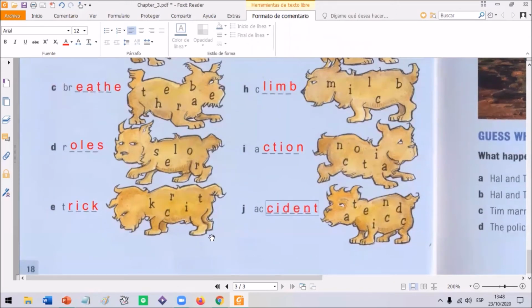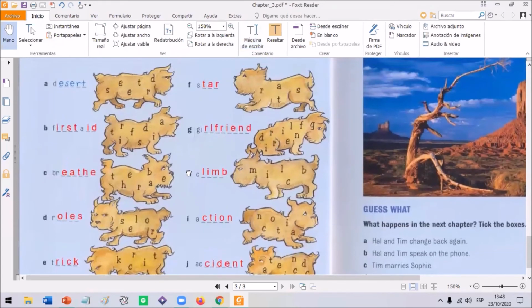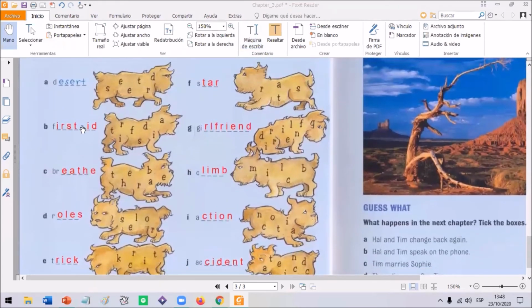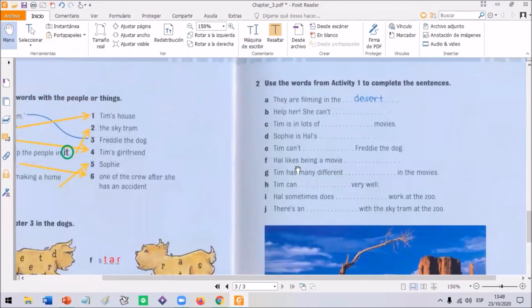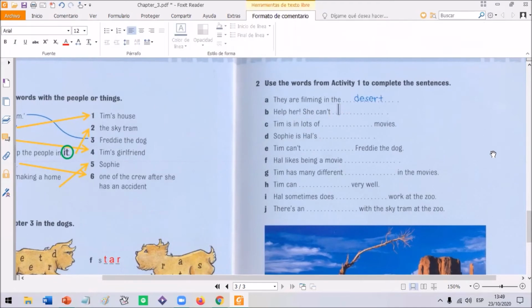Accident. Very good. So here we have different words from chapter 3, right? Desert, first aid, breathe, rose, trick, star, girlfriend, climb, action, and accident. Now we have to use these words to complete the sentences here. For example, they are filming in the desert. Now, what's the next sentence? Come on, tell me on the chat. Help her. She can't breathe. Very good. She can't breathe.